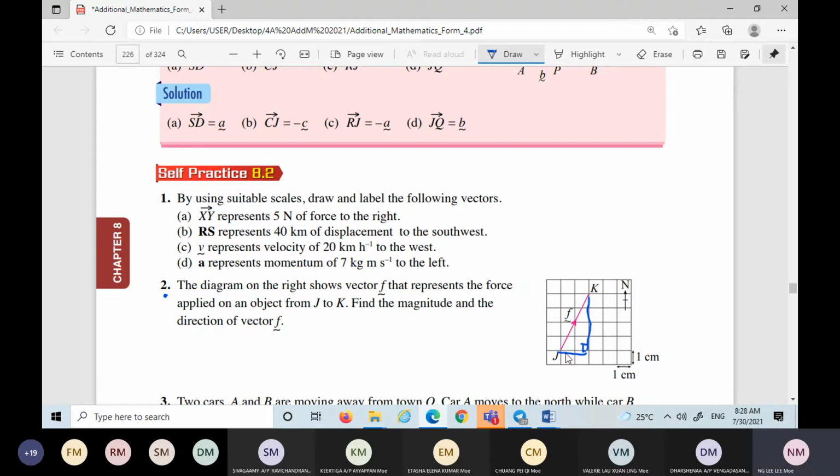Same thing, I draw it so that the vector appears as the hypotenuse of a right-angled triangle. Here the horizontal distance is 1, 2, so this is 2 units. Vertical distance is 1, 2, 3, 4, so this is 4 units. They are different, so you cannot make use of the 8 main directions. So for this one you have to find the angle.